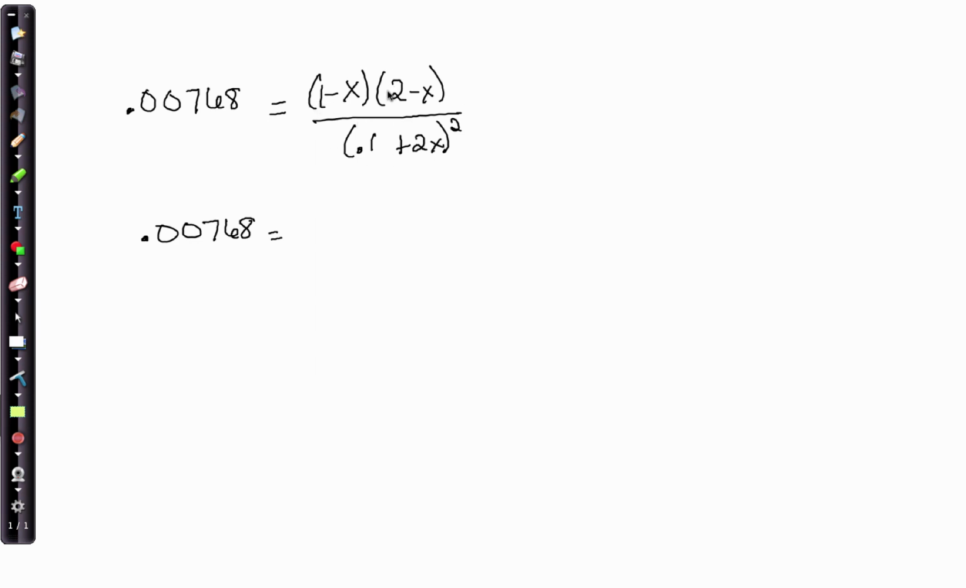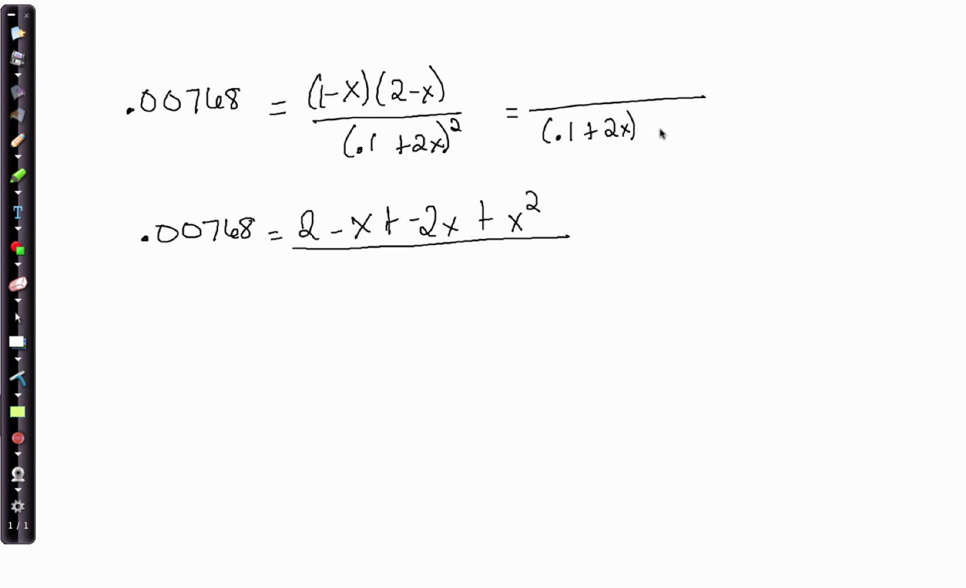So 1 times 2 will give me 2. 1 times negative x will give me negative x. And then I get 2 times negative x, which is negative 2x. And then negative x times negative x would give me x squared. If this is being squared, this is what it will be when it's expanded.